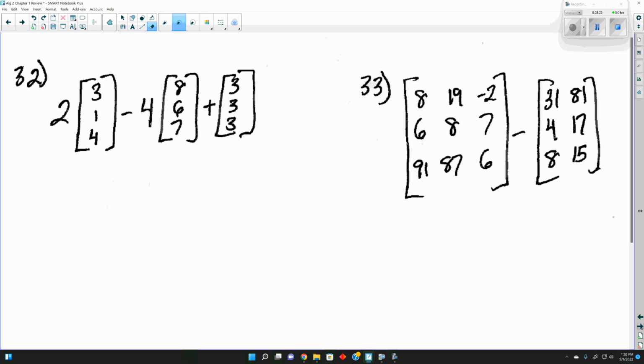So for 32, since all three of them are 3 by 1s, the solution should also be a 3 by 1. Don't give me a 2 by 2. The dimensions aren't the same, right? So this would be no solution, or I think the other one was.